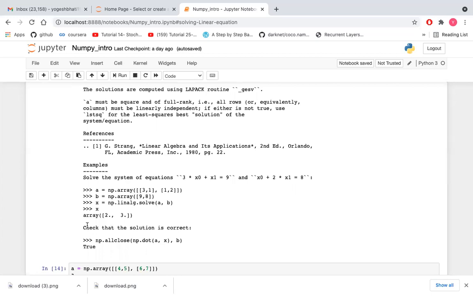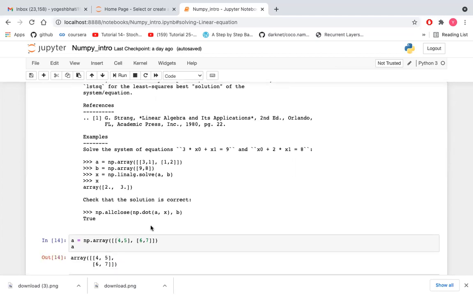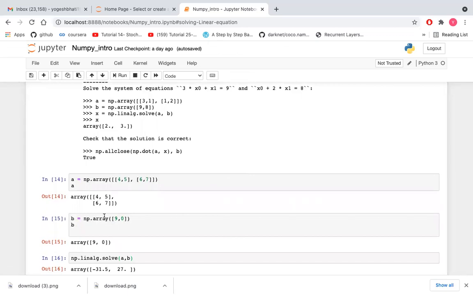The solution of this function is given as 2 and 3. 2 and 3 are float values. So if you want to check whether the solution is correct or not, we can use np.allclose, np.dot function, and b. In this way, you can get the solution.